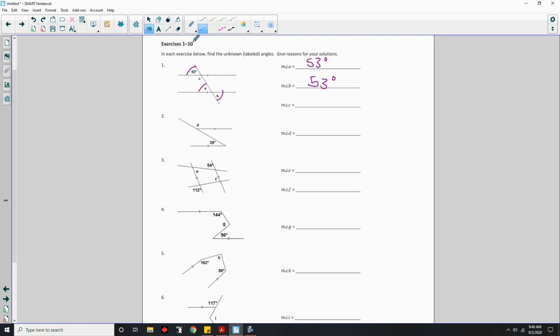So the measure of angle C is a linear pair to this 53, or it's a same side interior to A. So it's 180 minus 53, just to do this quickly. 10 minus 3 is 7. 7 minus 5 is 2. So that is 127 degrees. When you have two parallel lines and a transversal, you will get two answers. There's only two angle measures for the whole thing. Unless they're perpendicular, then there's only one.